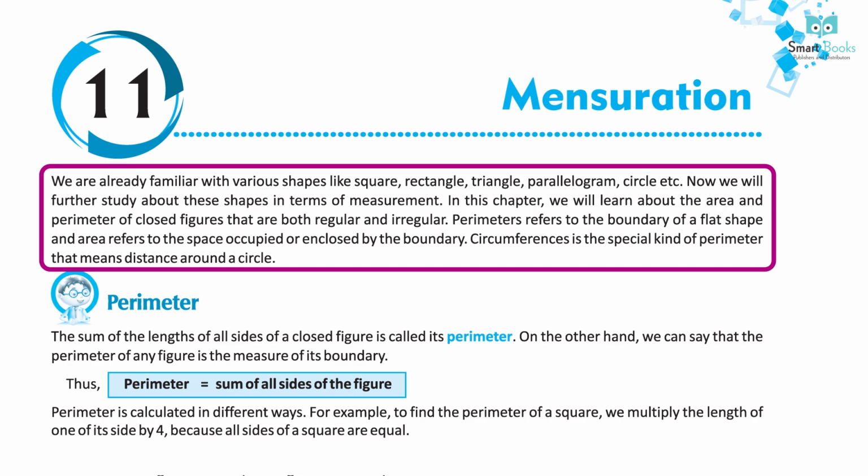Perimeter refers to the boundary of a flat shape and area refers to the space occupied or enclosed by the boundary. Circumference is the special kind of perimeter that means distance around a circle.